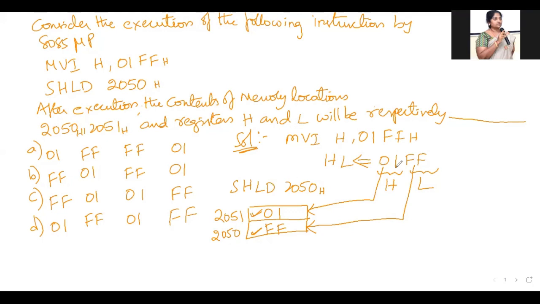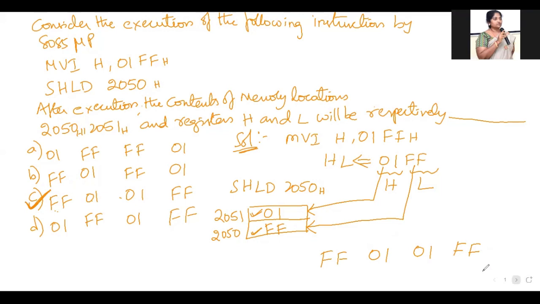See here, the HL register contents are just copied into the 2050 and 2051 memory locations, but the HL register pair contents remain the same in the registers. So the H register has 01 and the L register has FF. As per the question, 2050 contains FF, 2051 has 01, the H register has 01, and the L register has FF. So, based on this, option C is the right answer.